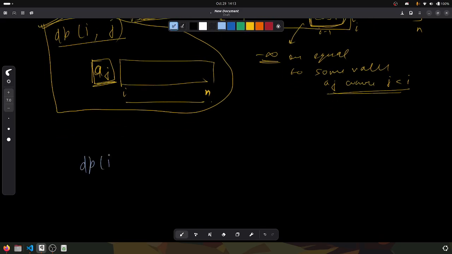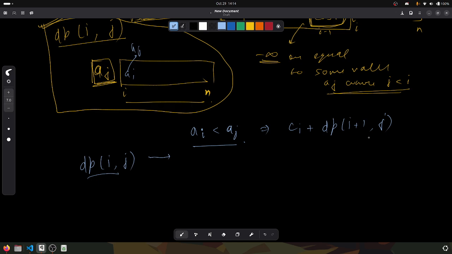So dp i j will have now cases. What will be the cases? The first case is ai is less than aj. If ai is less than aj, then we will always have to perform the operation, right? So the answer of dp i j will be ci, because we are performing the operation, plus dp of i plus 1 comma j, where the value will still be j, because this ai will be transformed to aj after performing the operation. So this will be the new state, right?